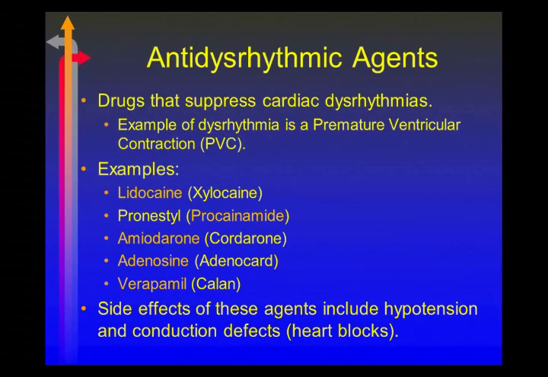Amiodarone is one of the nice ones because it kind of works on both. It has some control over an SVT, a supraventricular tachycardia, and it's definitively beneficial in the case of ventricular tachycardia or ventricular fibrillation to raise the fibrillatory threshold to facilitate defibrillation.